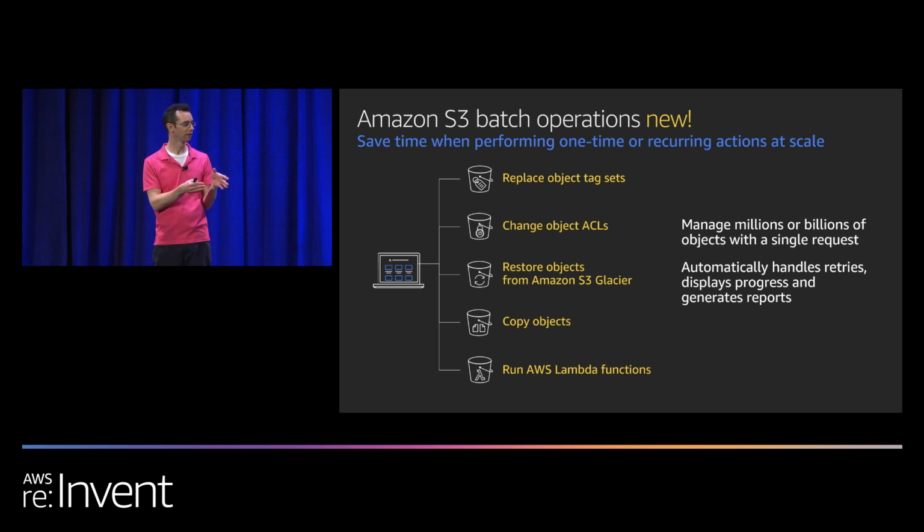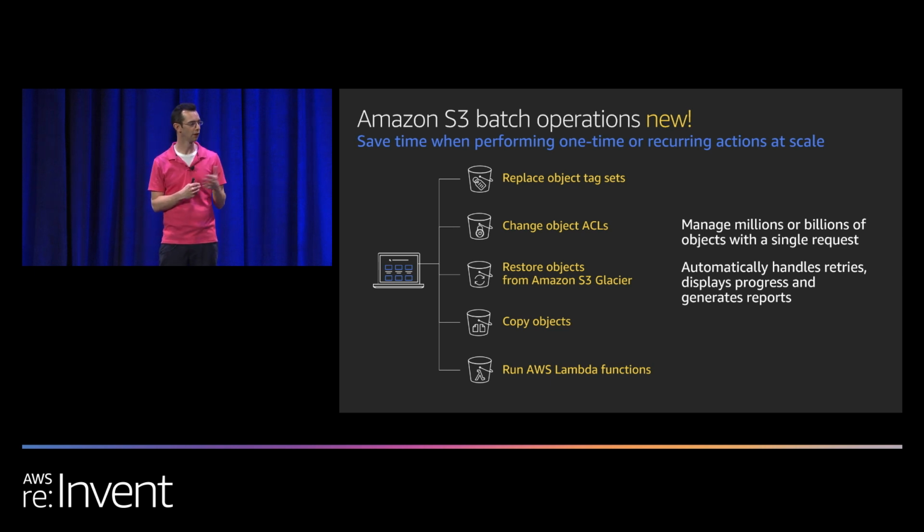So batch operations is a feature designed to perform an operation across thousands, millions, billions of objects. It's a managed solution: you say these objects do this action, and then you get the visibility along the way of how far along that job has proceeded. Are there failures, successes? Everything's packaged into this tool.